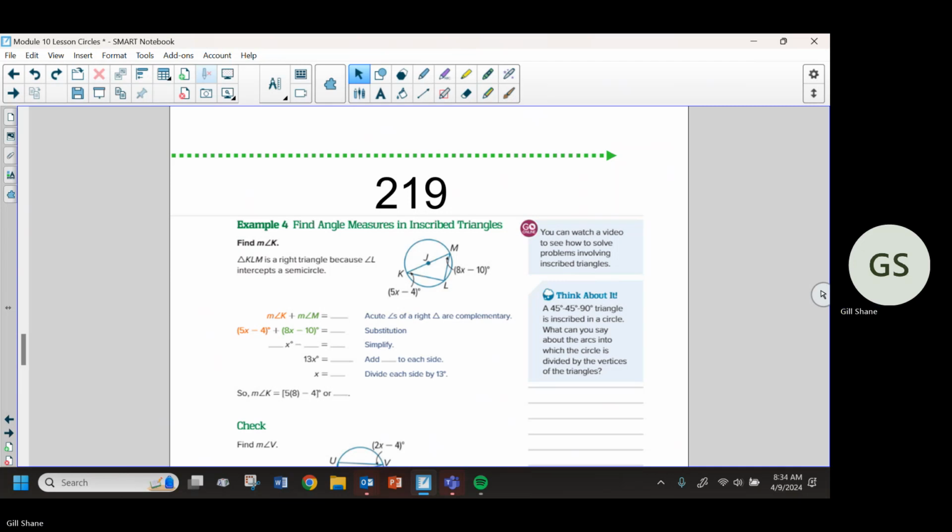Envision. Give you another minute or two, and then I'll do the example, and then you can try to wrap up the check problem.